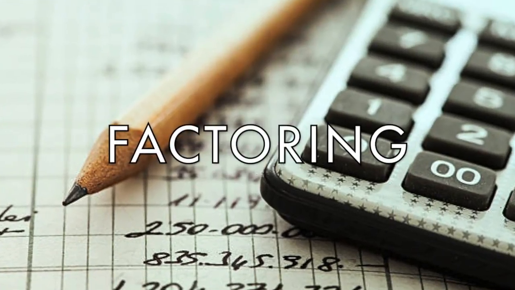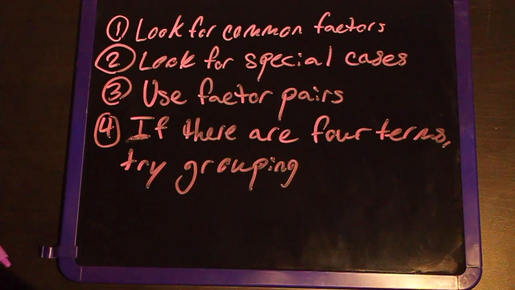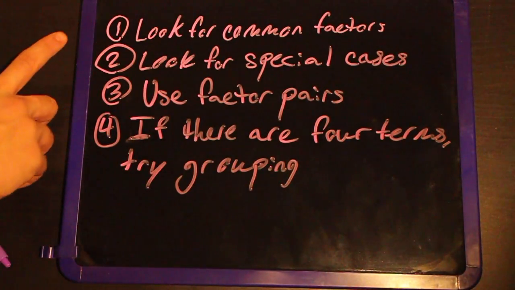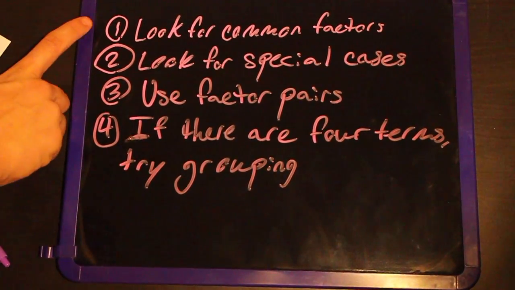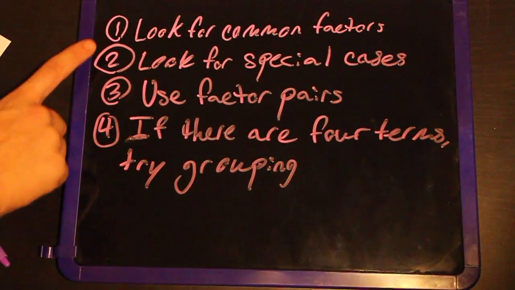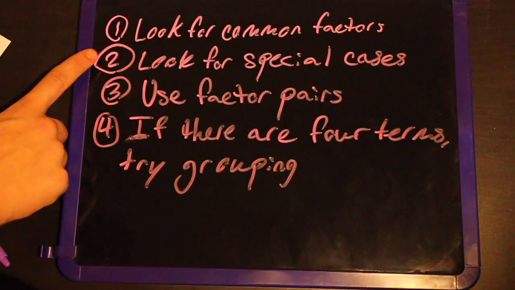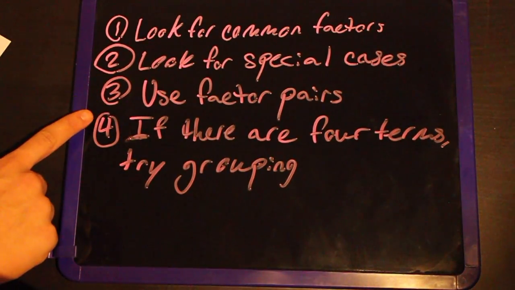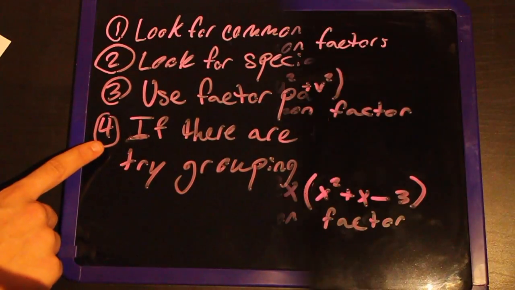So today we're going to learn how to factor polynomials and trinomials as well as their special cases. And we're also going to go over the steps that we take to solve them. So first step is look for common factors. Second, we're going to look for special cases. Third, we're going to do our best to use factor pairs. And fourth, if there are four terms, we're going to try factoring by grouping.